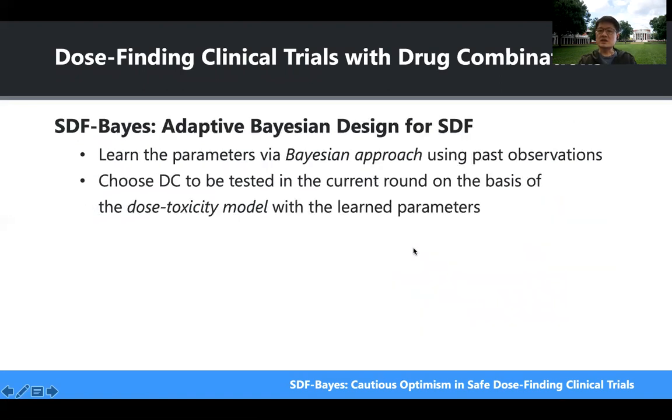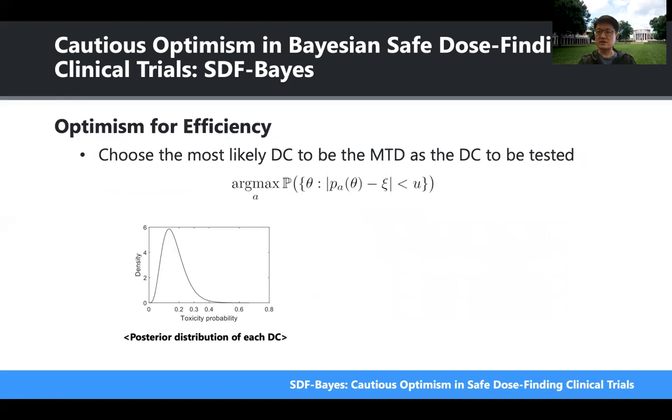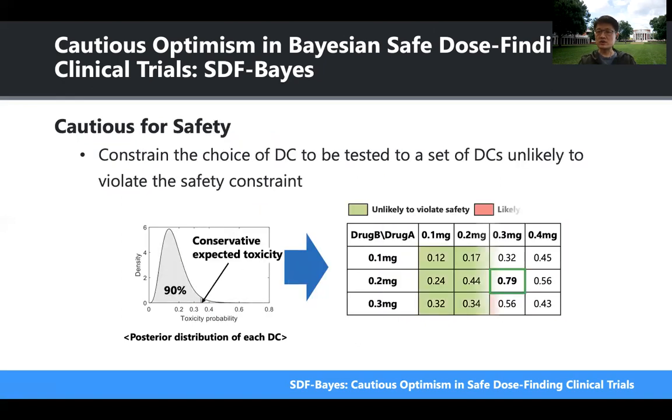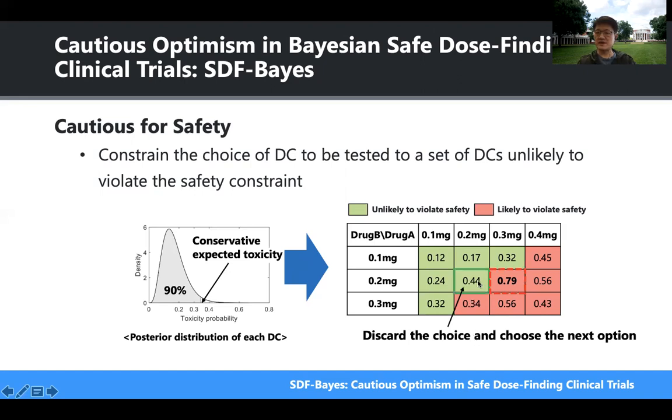So we want to be conservative based on our current best knowledge, and then we want to control our action within this set. In this particular example, we have this conservative expected toxicity, and if the result is such that our previous choice is unlikely to violate the safety constraint, we're going to choose this choice. If, on the other hand, this choice falls into the likely to violate safety category, we're going to discard this choice and choose the next best option. This is the overall SDF-Bayes operation.